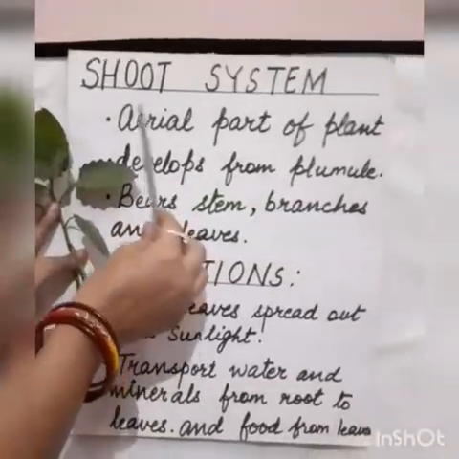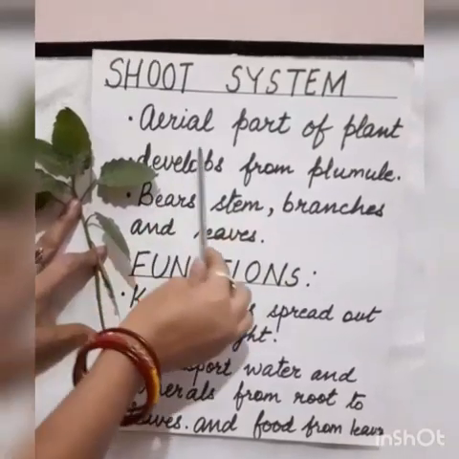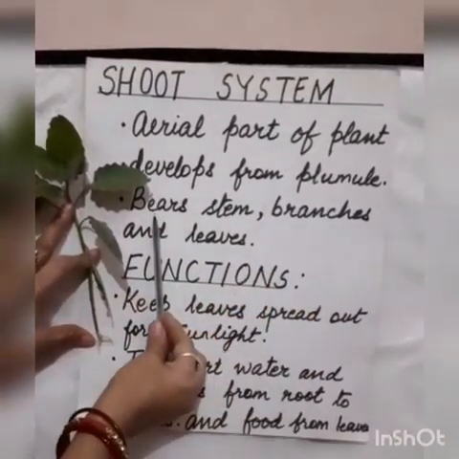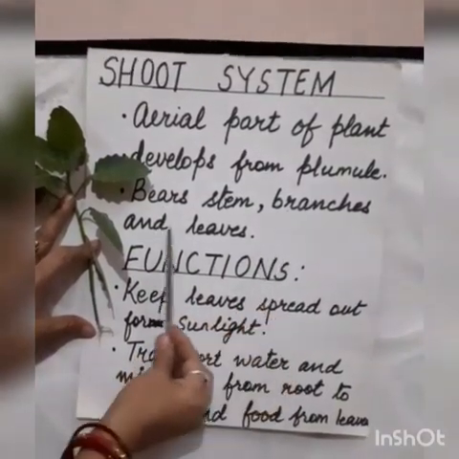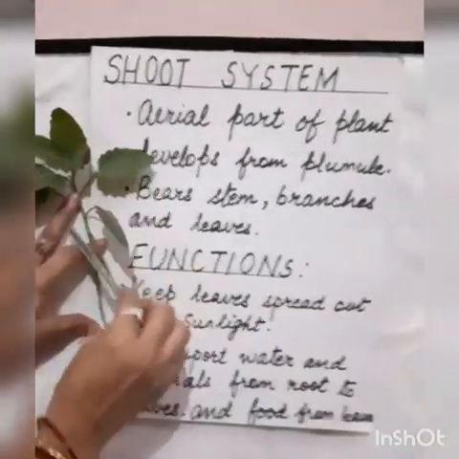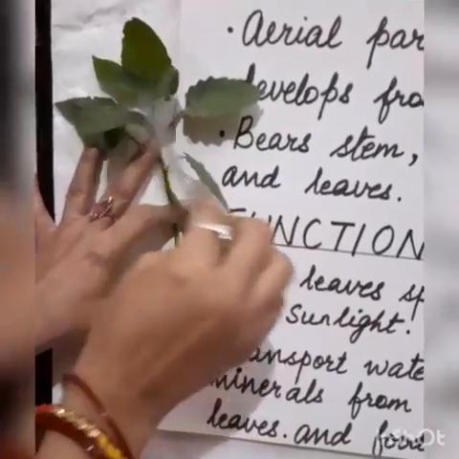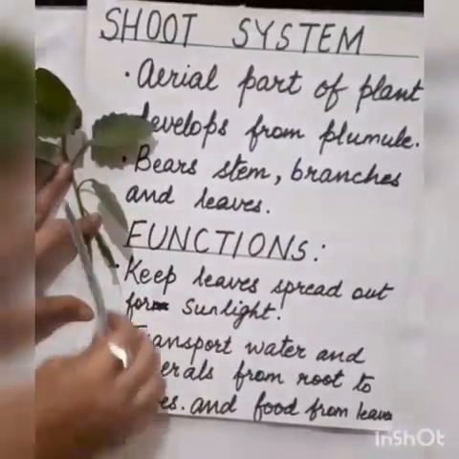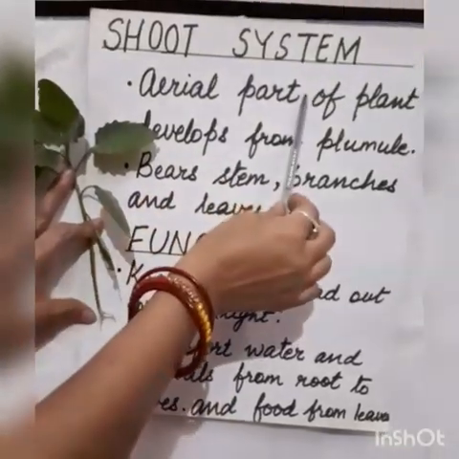Now children, you can see the shoot system. Shoot is the aerial part of the plant. It develops from plumule. It bears stem, branches and leaves. You can see leaves are there. Branches are arising from here. Leaves, branches, flowers are there. So these are the parts of the shoot system.